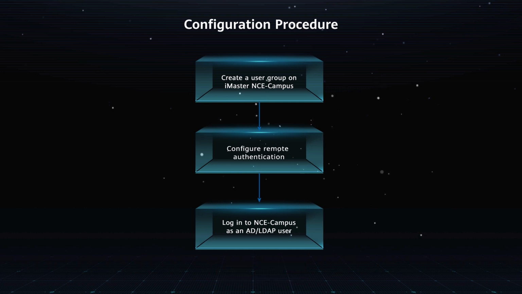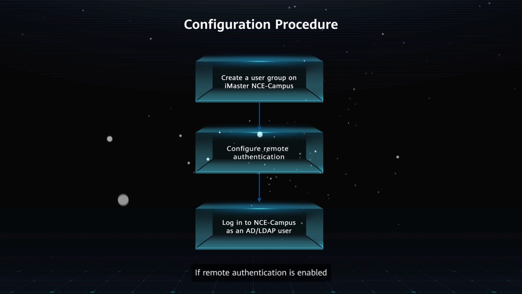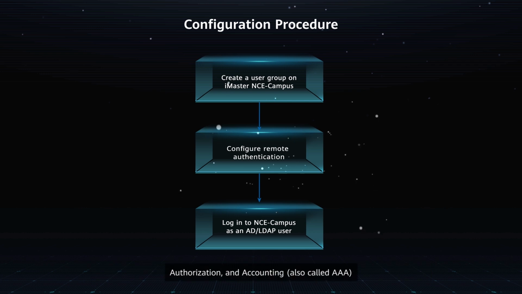Function description. User authentication modes include local authentication and remote authentication. If remote authentication is enabled, the local system can interconnect with a third-party system to implement authentication, authorization, and accounting, also called AAA. After the interconnection is complete, users are remotely authenticated by the third-party system instead of the local system. In remote authentication, users are authenticated by a remote AAA server through AAA protocols.